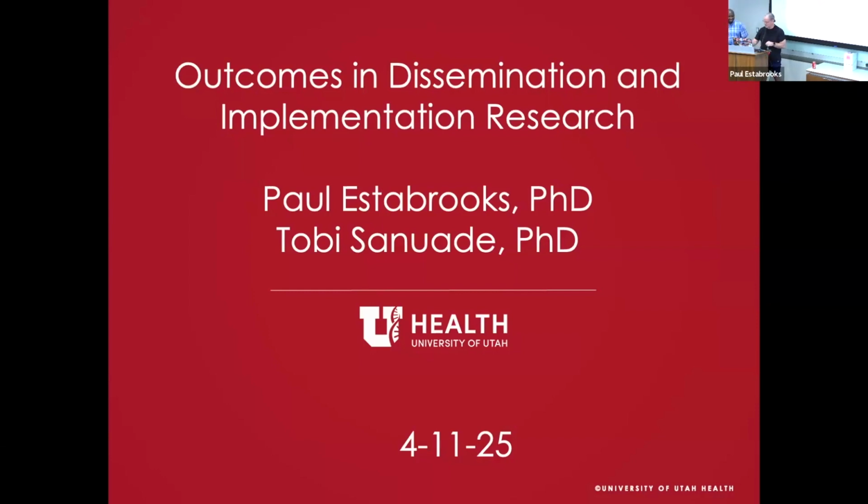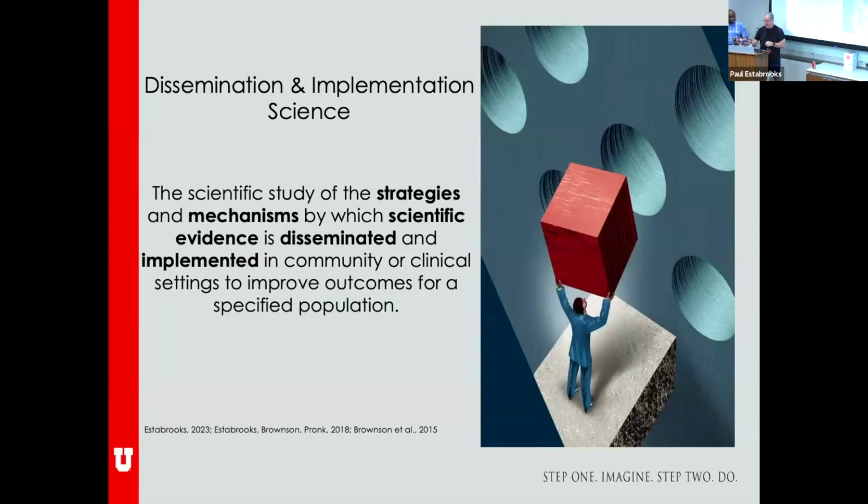We're going to go through a few different things today, but we wanted to give you a little bit of context for where we're grounding ourselves. This is one of the definitions that we used in our introductory workshop about 6 months ago, and then in our last workshop that Dr. Sloss and I did together, focused on theories, models, and frameworks. We're looking at dissemination implementation science as the scientific study of the strategies and mechanisms by which scientific evidence is disseminated and implemented in community or clinical settings to improve outcomes for a specified population.